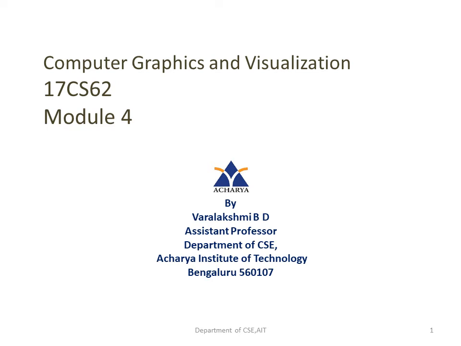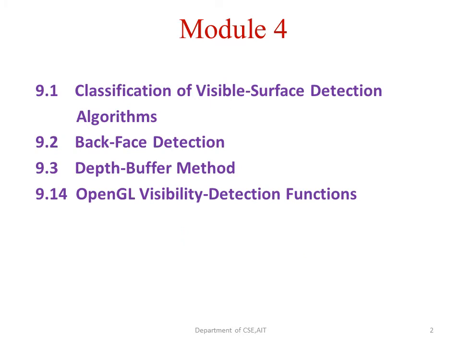Dear students, let us continue on our module 4. Today we are going to see the different types of visible surface detection algorithms. Back face detection, how we can determine in a polygon the back faces. Then the Z buffer method, that is the depth buffer method. And then to conclude, we are going to see some APIs which are supporting all these, that is the OpenGL visibility detection functions.